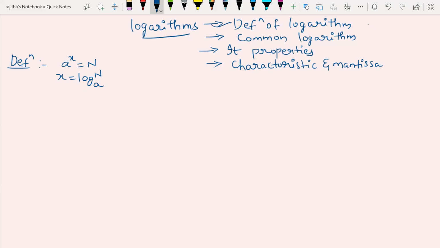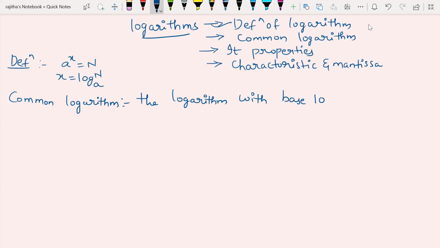Common logarithm is nothing but the logarithm with the base 10. Base 10 is nothing but common logarithm. For example, logarithm of 400 to the base 10. Here the base is what? 10. So this type of logarithm is nothing but common logarithm.